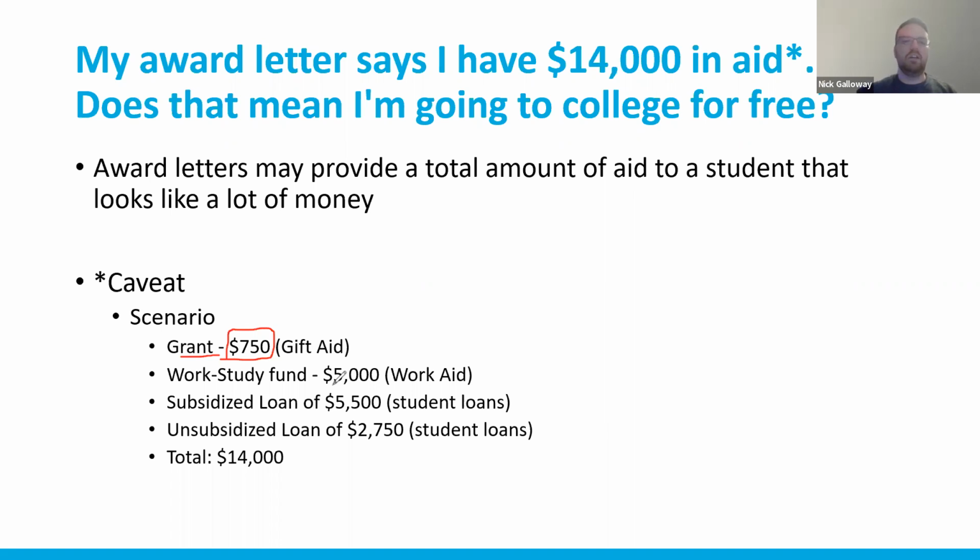We also want to note that award letters do have student loans listed on them as well. Student loans do show up as aid, but they do have to be paid back, so it's not, in a sense, free money. It is money that you're borrowing now, but you do have the obligation as the student or receiver of that aid to pay that money back in the future.